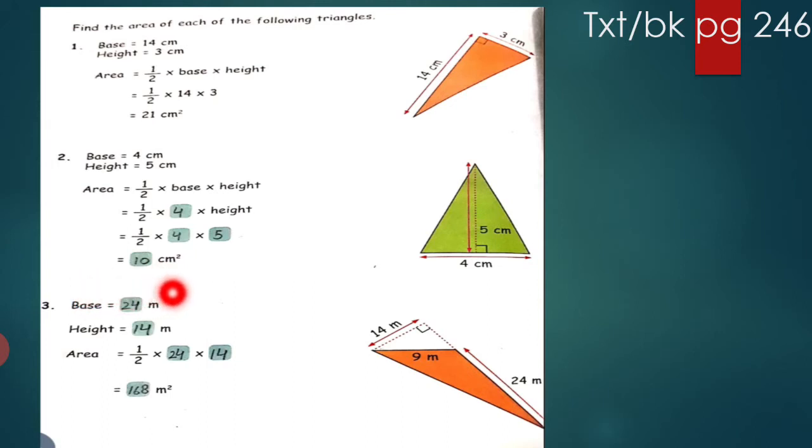Okay, students, here is example number 3. Base is equal to 24 meter. As you can see, this is the base. 24 meter is considered to be the base. Students, we can't take 9 meter to be the height, as 9 meter is not perpendicular to the base. So extend this one, and you have to join this to the vertex, as it is not the naming triangle. So you have to join this dotted line to the vertex. As you can see, now this is a perpendicular, so take this 14 meter to be the height.